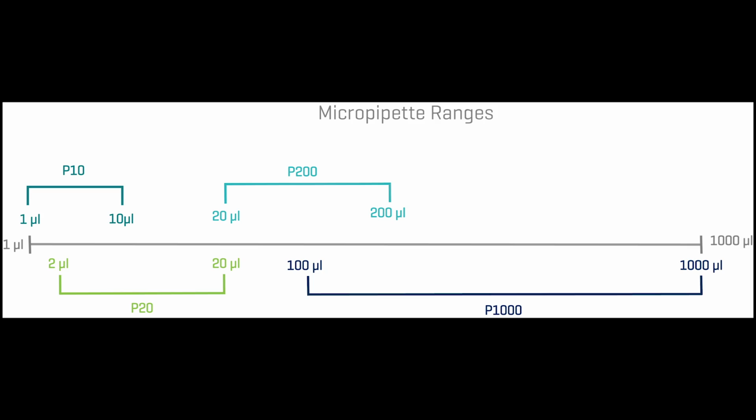Now, our desired volume is 100 microliters, which, if you can see on the chart again, falls within the P200 micropipette, which is this one.